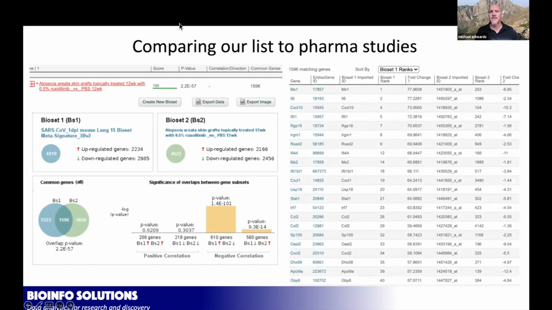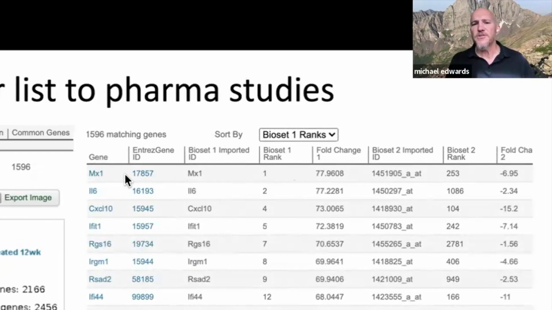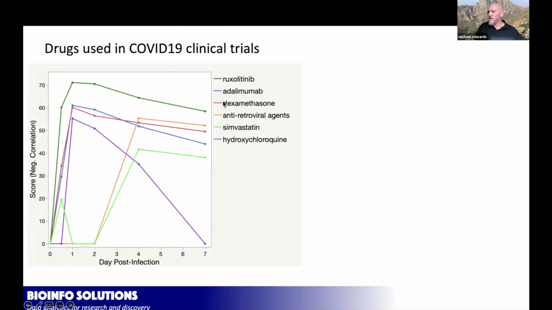And this is just showing you here, again, here's our genes, MX1, it went up in ours, and then in their study, when they did the drug, it went down. So that's the kind of thing we're looking for. Here are some of the drugs that we looked at that came up in our screen that were negatively correlated to our profiles. And these are the different profiles at different days post-infection. The higher the score, the better its ability to reverse the changes in gene expression.